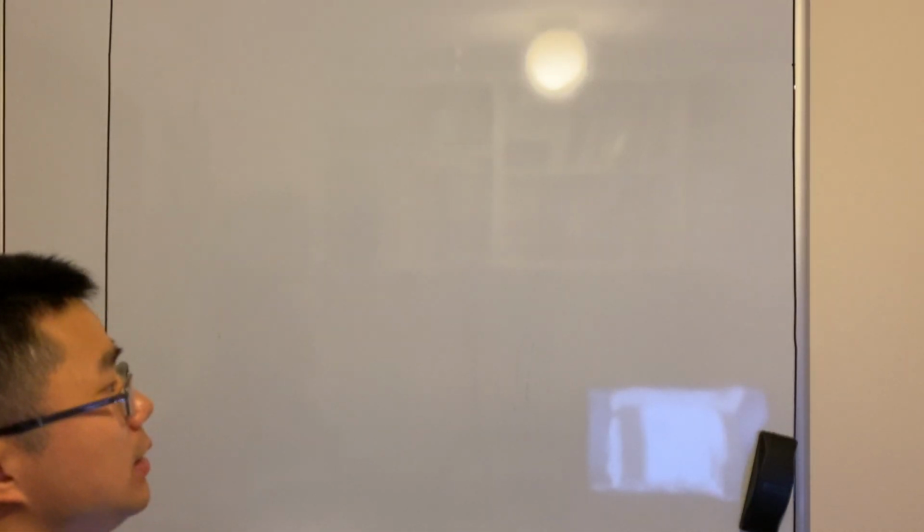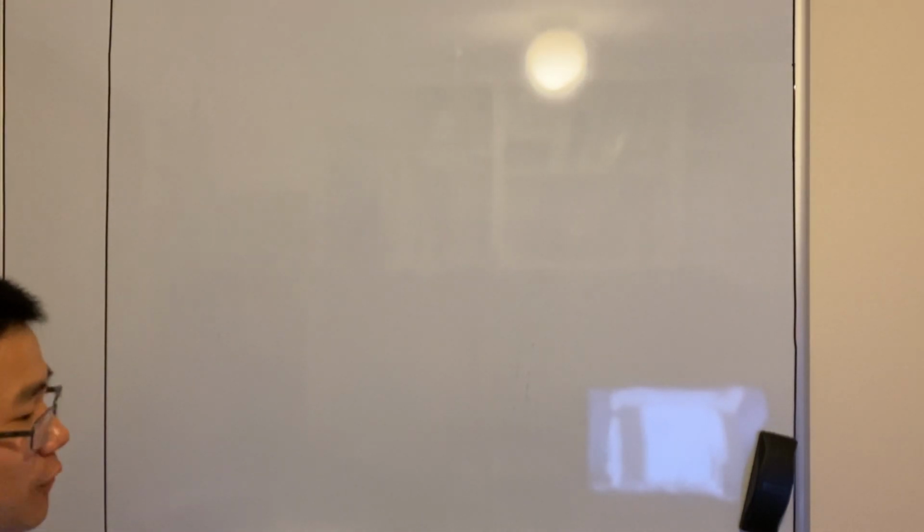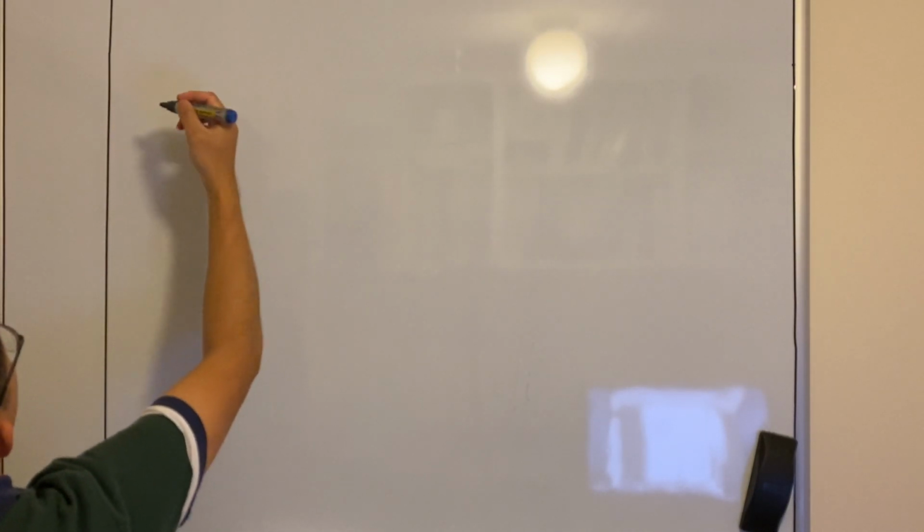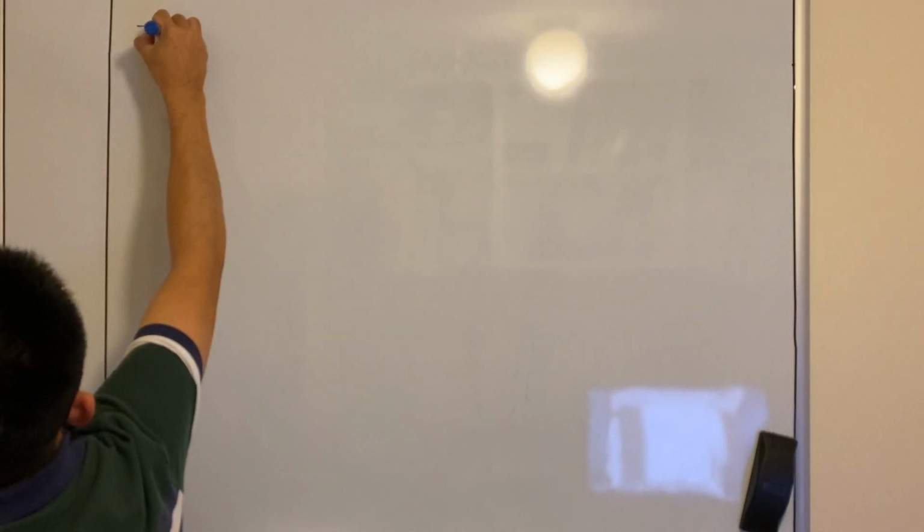Okay, welcome back guys. Today's lesson we're going to do something called trigonometry identities. Now trig identities, I believe, is one of the hardest topics in trigonometry, just because there are so many different forms that you need to remember. Okay, so let's start with trig identity first.